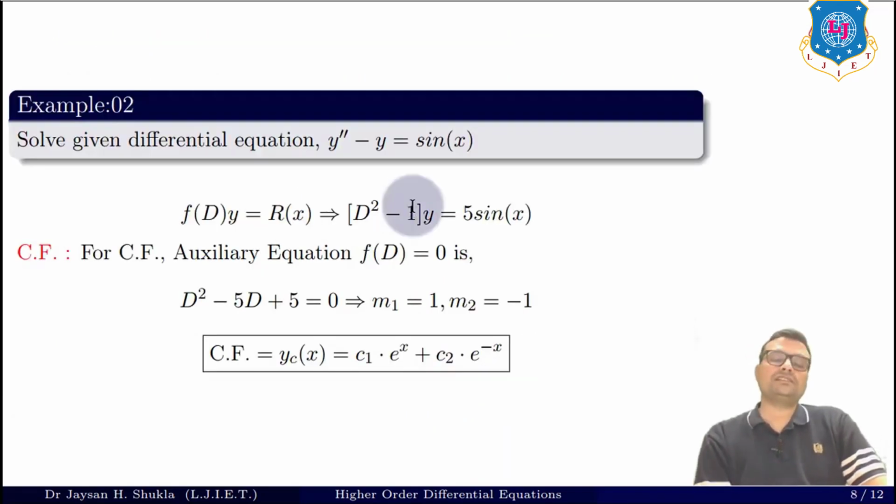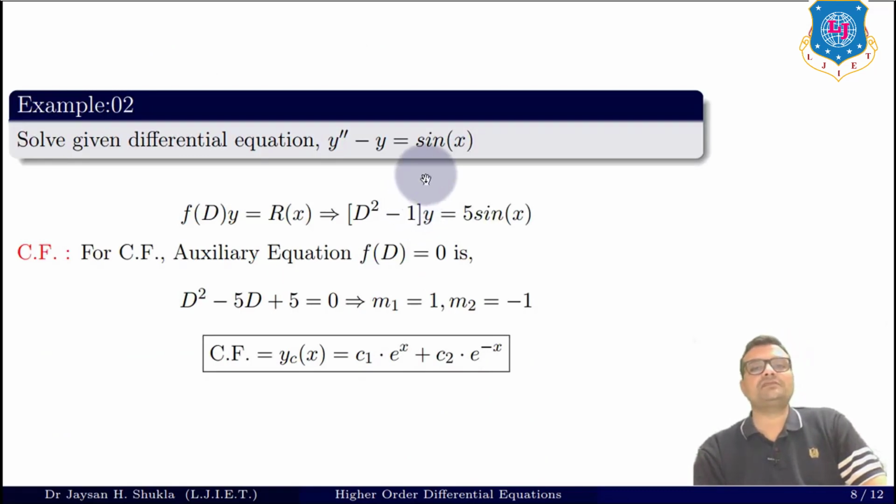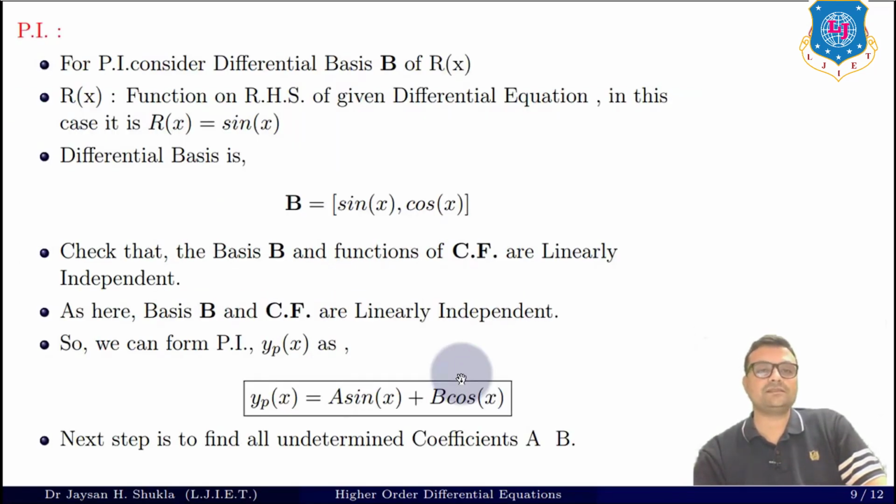Let us consider one more example. y double dash minus y equals sin x. So the operator form is d square minus 1 times y equals sin x. I am taking f of d equal to 0, so it gives me two roots, 1 and minus 1. And therefore, the complementary function is c1 e raised to x plus c2 e raised to minus x.